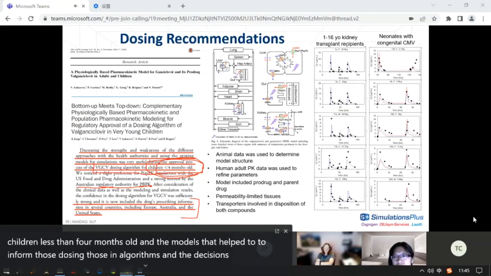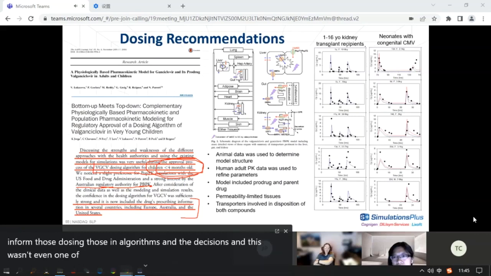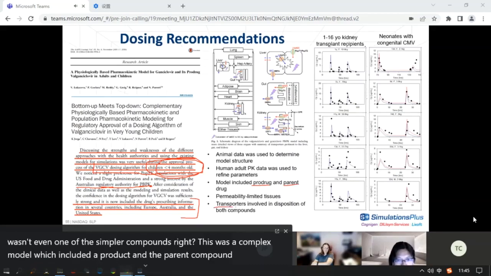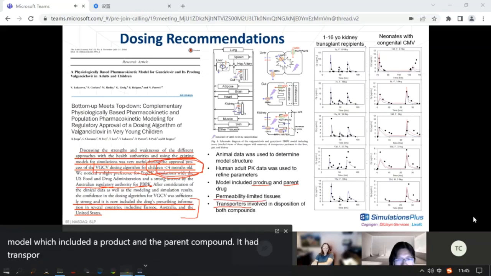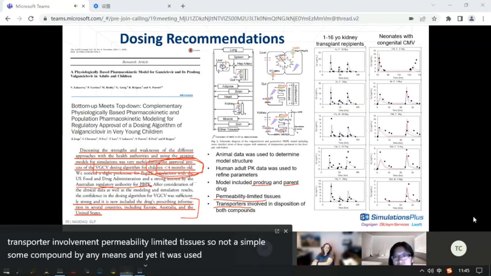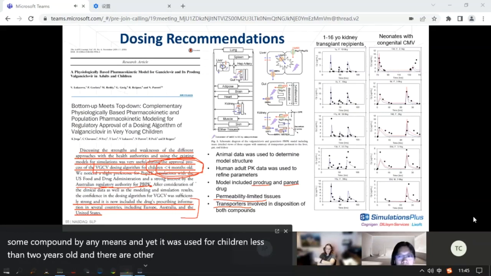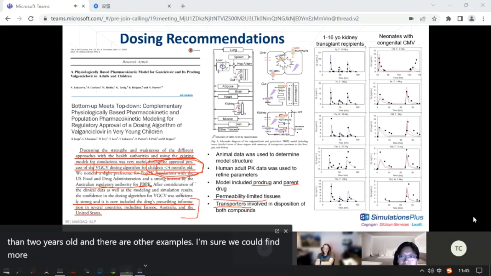And this wasn't even one of the simpler compounds. This was a complex model which included a prodrug and the parent compound. It had transporter involvement, permeability limited tissues. So not a simple compound by any means, and yet it was used for children less than 2 years old. And there are other examples. I'm sure we could find more examples in the regulatory submissions.